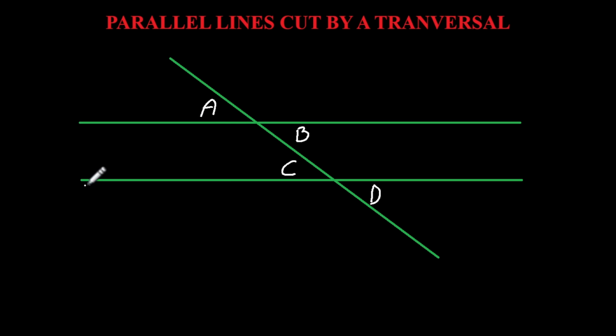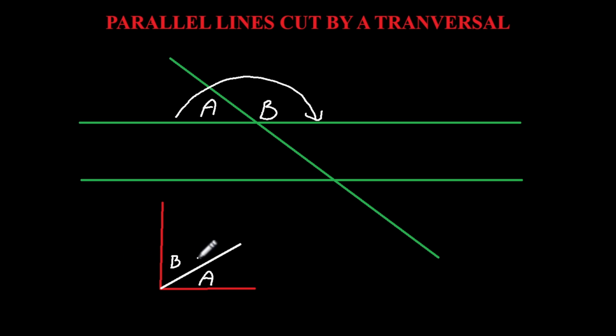And when the parallel lines cut by a transversal form these angles, these vertical angles are equal, but C and A are equal to each other, and D and B are equal to each other. Now here we have angles A and B along this line, and they're cut by the transversal, and A plus B together are going to equal 180 degrees, and that's known as a supplementary angle.